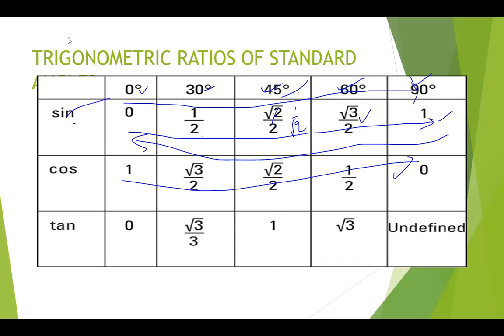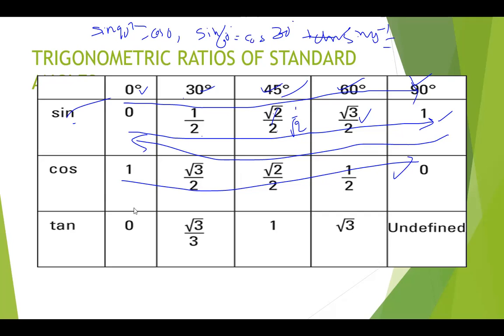Because sine 90 degree is equal to cos 0 degree. Okay. Then sine 60 degree is equal to cos 30 degree. They are co-ratios. You will come to know that. Then one more, sine 45 degree is equal to again cos 45 degree only. Okay. Sine and cos they are called as co-ratios.